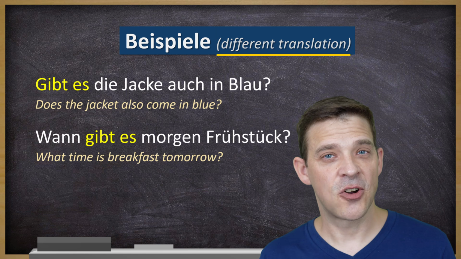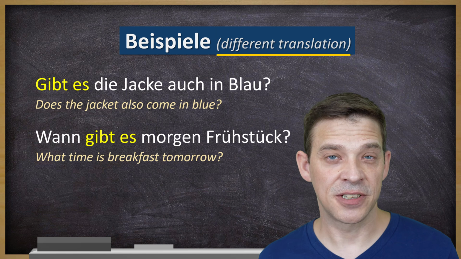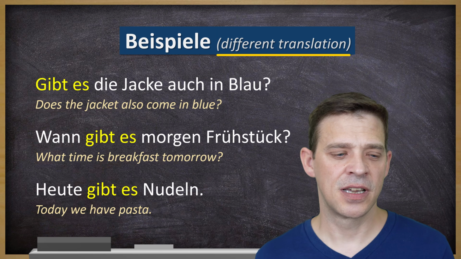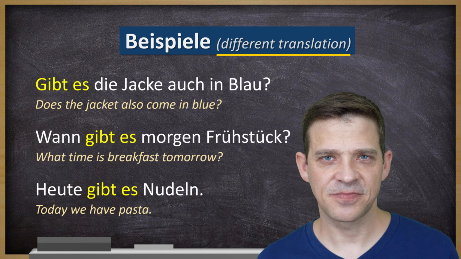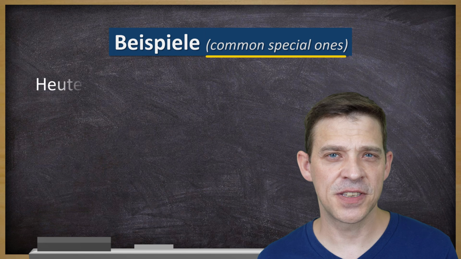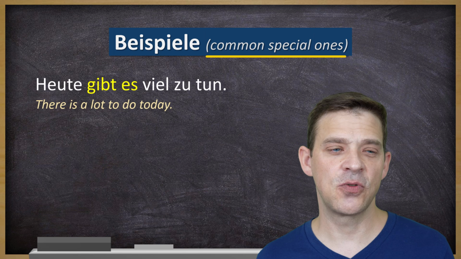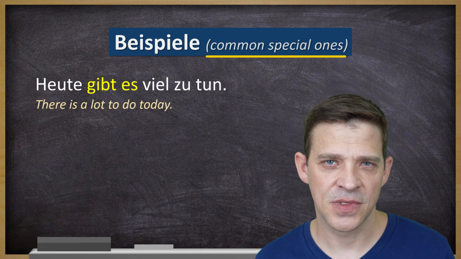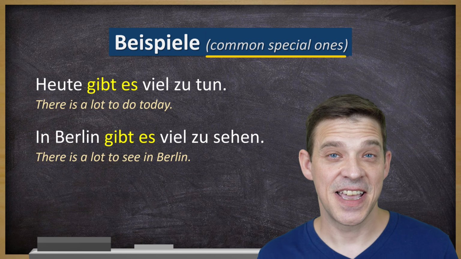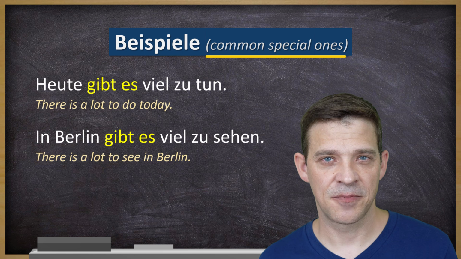This es gibt is very common used for like brunch, breakfast or dinner or food in general. So you could also say, heute gibt es Nudeln. Today we have pasta. And there are some special ones, some common special ones. Zum Beispiel, heute gibt es viel zu tun. There is a lot to do today. Oder in Berlin gibt es viel zu sehen. There's a lot to see in Berlin.